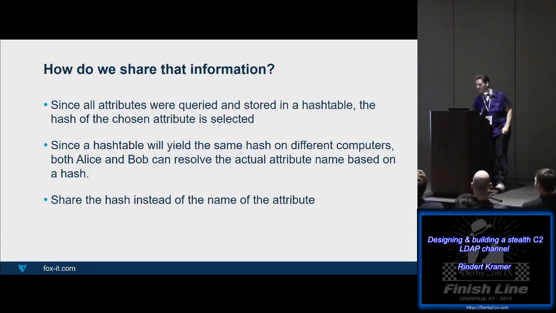So we just selected one attribute that we will be using for sharing data between Alice and Bob, between 2 network segments. But since Alice and Bob, client and server, queried all the attributes from the schema and stored it into a hash table, we can simply send the hash of the chosen attribute over LDAP from Alice to Bob. And both sides can basically use the hash to resolve the actual attribute name. So you just send the hash over LDAP from the one end to the other, and you can resolve the attribute name based on the hash.